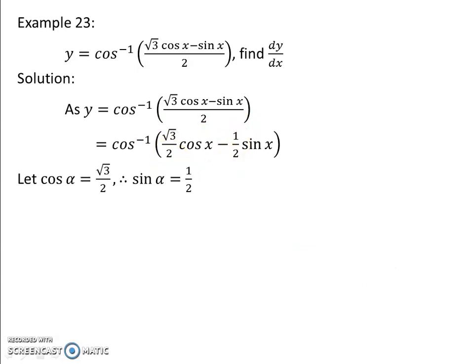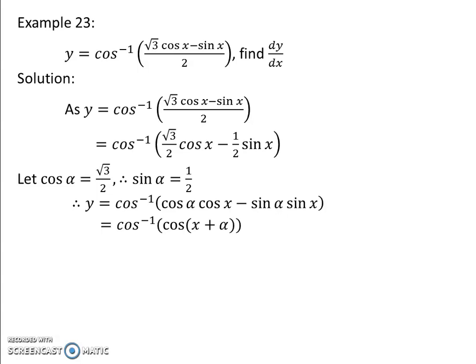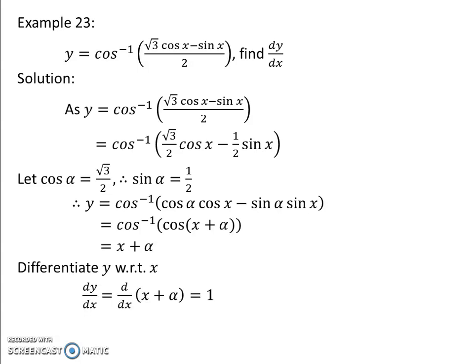So let cos alpha equal to root 3 by 2. Therefore sin alpha is under root of 1 minus cos square alpha, that is equal to under root of 1 minus 3 by 4, and that is equal to 1 by 2. So sin alpha equal to 1 upon 2. Substituting these values in the equation, we get y equal to cos inverse of cos alpha cos x minus sin alpha sin x, and that is equal to cos inverse of cos of x plus alpha, that is equal to x plus alpha. Therefore dy by dx equal to 1.